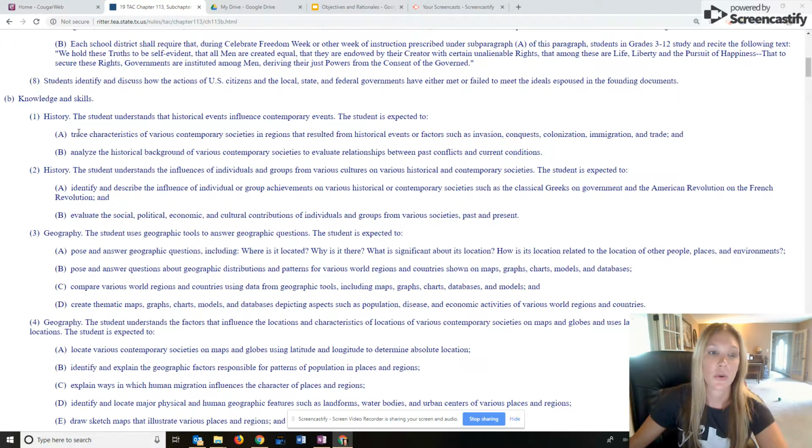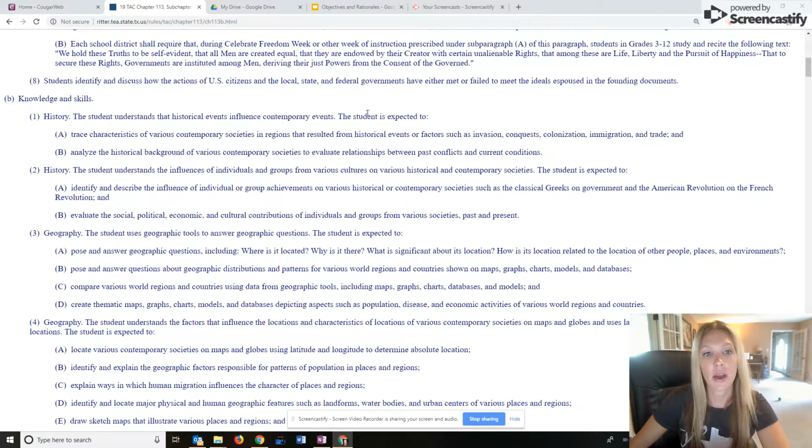When you look at your TEK, you're pulling these specific ones here rather than up here. So, trace characteristics of various contemporary societies, and so on. This part is that behavior. That is the learned action or learned skill that you want the students to demonstrate. Analyze the historical background, identify and describe the individual or the influence of the individual group achievements. So your behavior always starts with a measurable verb. Now, the problem with TEKS is they don't always have necessarily a measurable verb, like understands is not technically measurable.